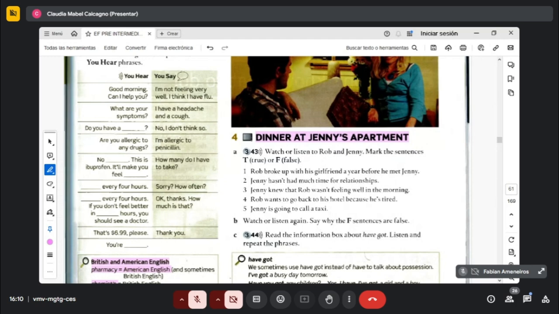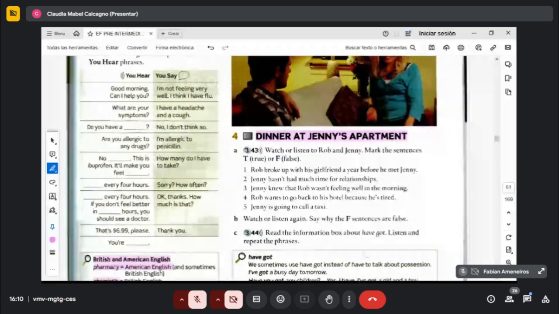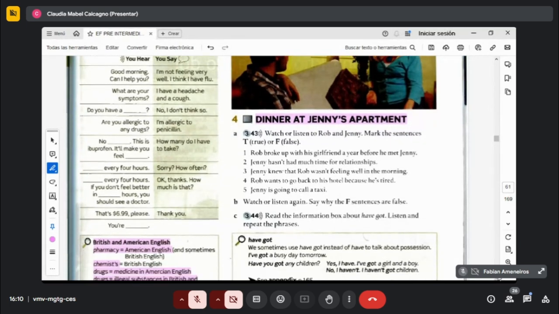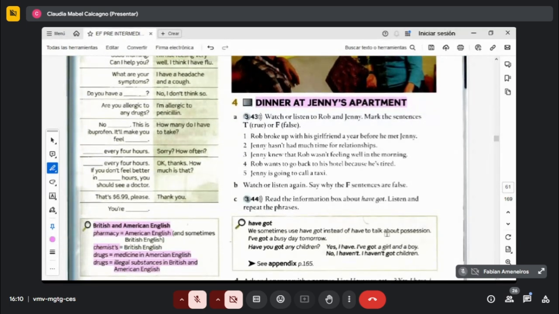Then, number 3, Jenny knew that Rob wasn't feeling well in the morning. True, she knew. It is true. Number 4, Rob wants to go back to his hotel because he's tired.